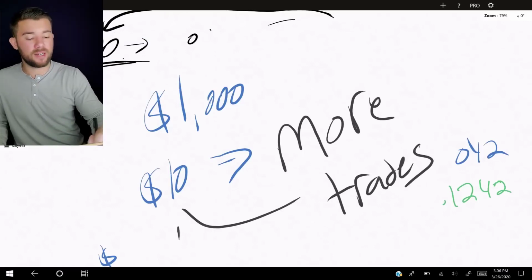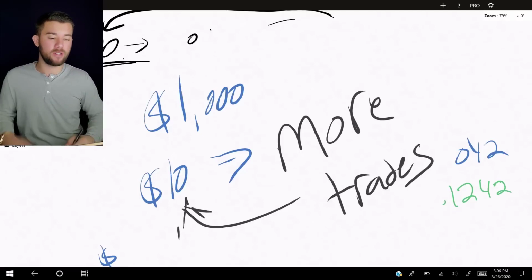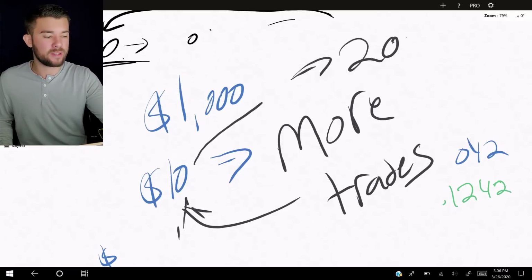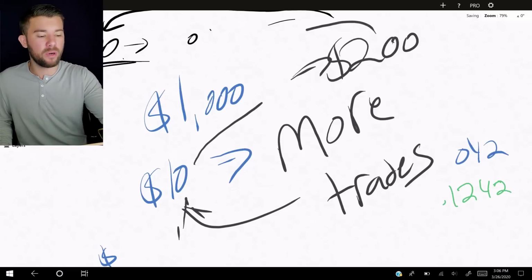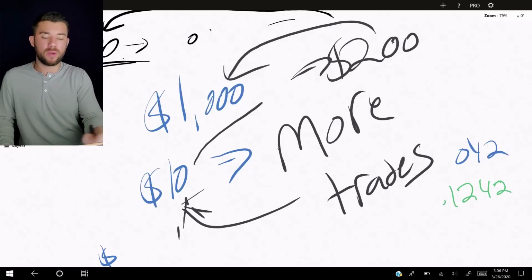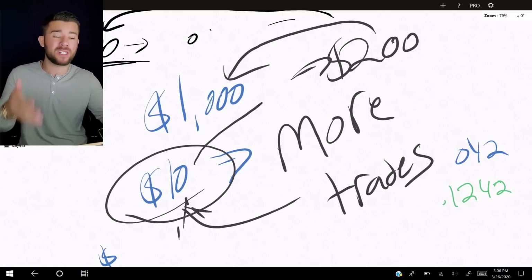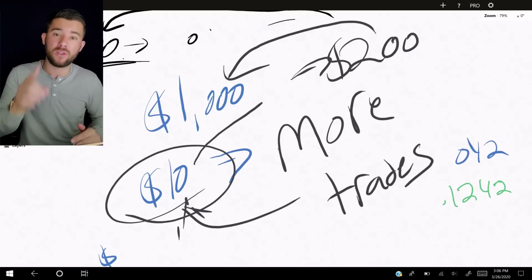As long as you have this $10 risk, it's okay to be in a bunch of trades. You can be in 20 trades and you're still only risking $200, so you're not at all putting your account in jeopardy as long as you have this risk management in place. So that's how you combine risk management with leverage, and that's the only way you should be using leverage.